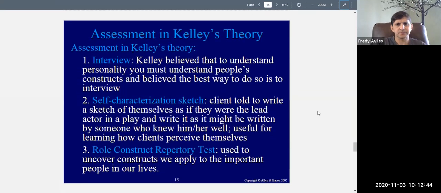That was the theory. It was all about thinking. Thinking is what drives the way we behave, the way we think, the way we feel. Our personality is all about thinking, according to Kelly.